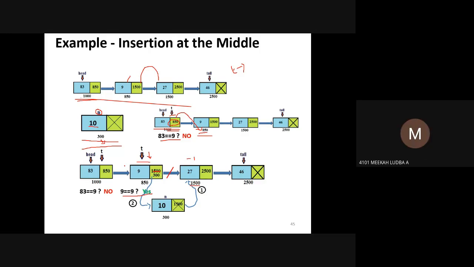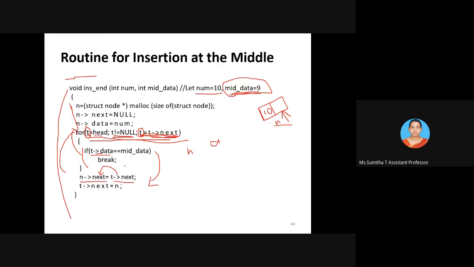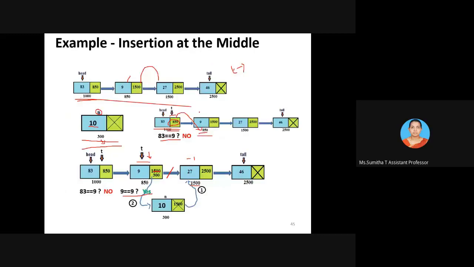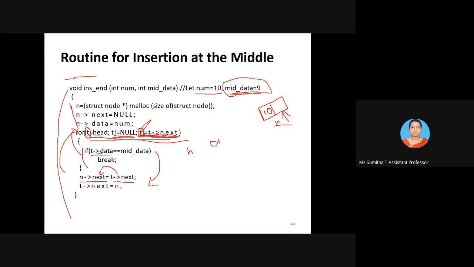The second node of the list. No, the third node. Once I check the second iteration, it is incremented to the third, right? T equal to T arrow operator next. Yes, ma'am. Now it is in the third node, that is assigned to the newly added node. This is the process happening here. And again, T arrow operator next is equal to N.